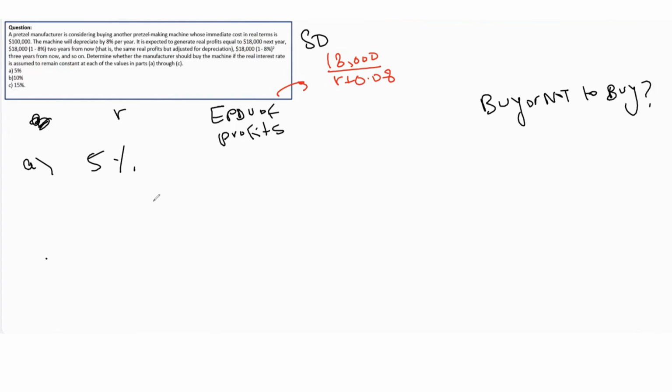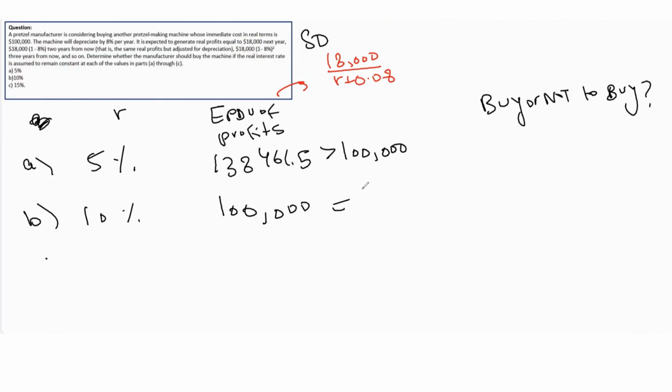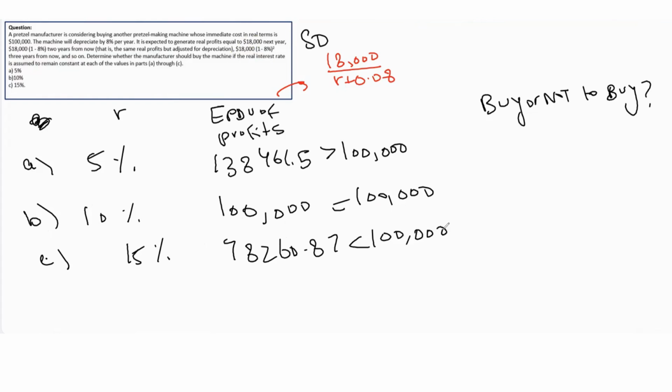In the first part, when R is 5%, the expected present discounted value of profits turns out to be 138,461.5, which is actually greater than the cost, which is 100,000. In part B, when R is 10%, you plug in 10% here, and the expected present discounted value of profits turns out to be 100,000. In part C, it's 15%. When you plug in 15%, this turns out to be 78,260.87, which is less than 100,000.